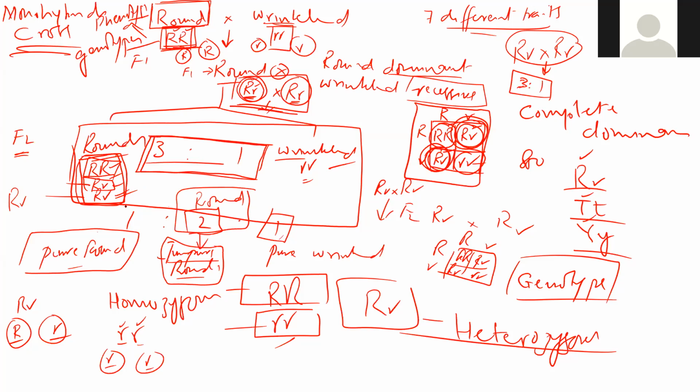So we call 1:2:1 basically the genotypic ratio. Genotypic ratio. So underneath the 3:1 F2 ratio, basically there is 1:2:1. So this was the phenotypic ratio, and the underlying genotypic ratio is 1:2:1.